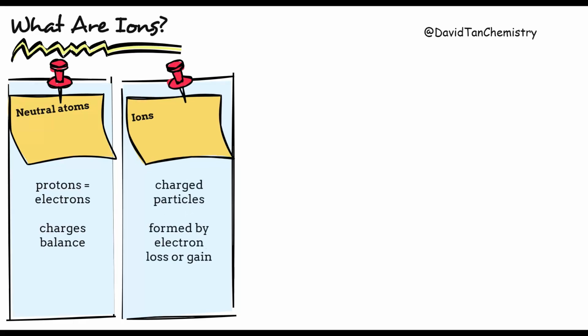An ion is a charged particle. An atom becomes an ion when it loses or gains electrons. This is a key point. Ions are formed by changes in the number of electrons. The number of protons does not change. The number of neutrons also does not change. If the number of protons changed, the element itself would change.